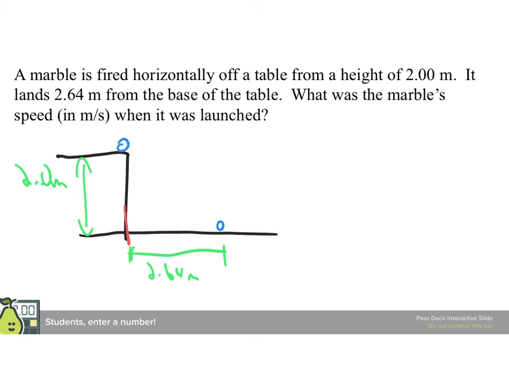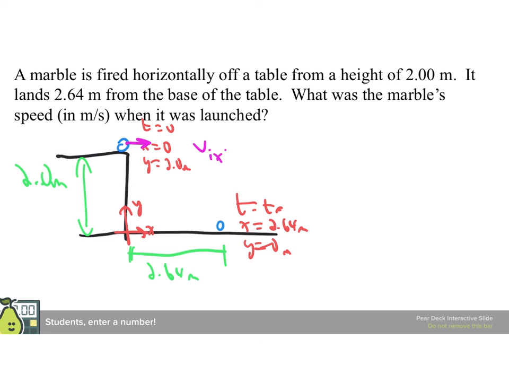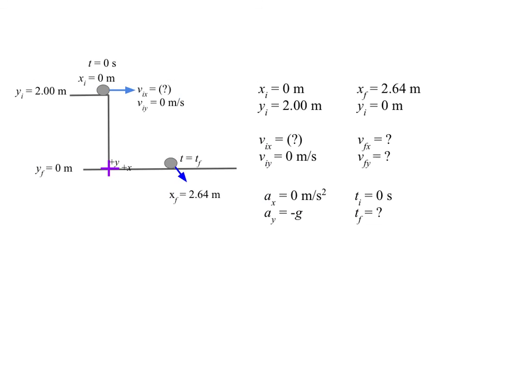So let's take a reference frame as we've been doing, in which case we know that at t equals 0, x equals 0, and y equals 2. And at t equals tf, x equals 2.64, and y equals 0. But what we're missing on the picture so far is we also have some velocity, and we'll say v initial x is some number that we're looking for. It's the thing we want. With a little bit less messiness in handwriting, it looks something like this. Notice we do know that VIY is 0. It's launched horizontally.